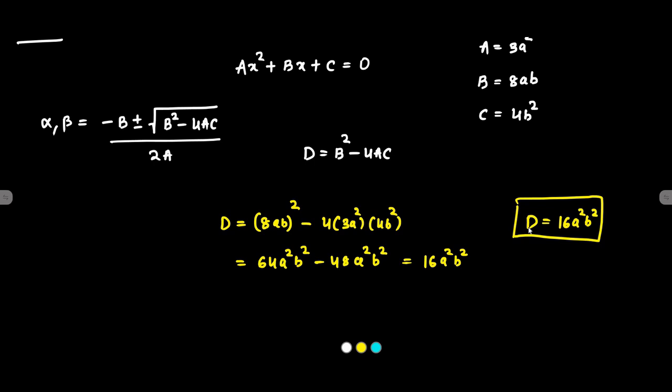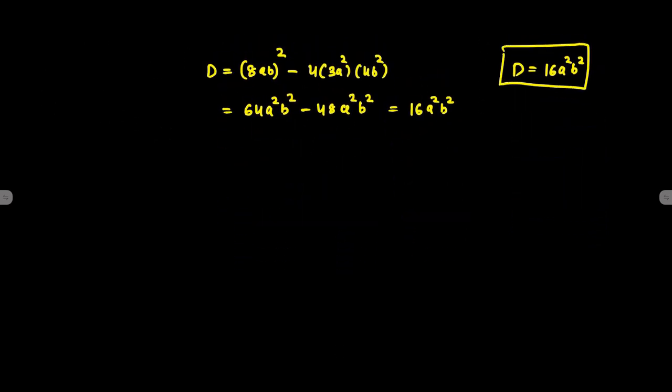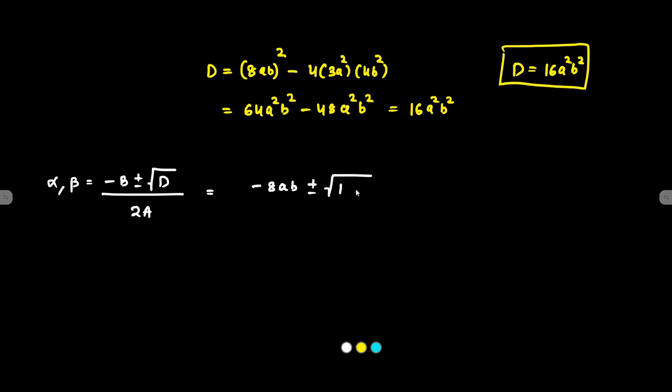Okay, so now the roots of the quadratic equation as per the quadratic formula are minus b plus minus root over of b square minus 4ac or the discriminant d by 2a, which is equal to minus b, which is minus 8ab plus minus root over of 16a square b square by 2a, which is equal to 2 into 3a square. Okay, now we have simply substituted the values.